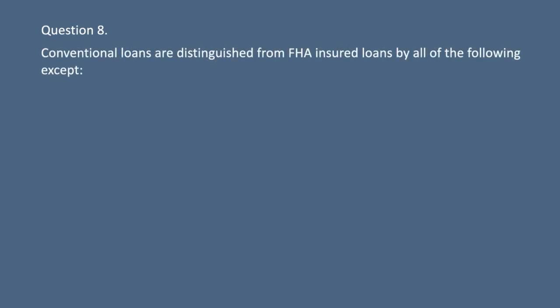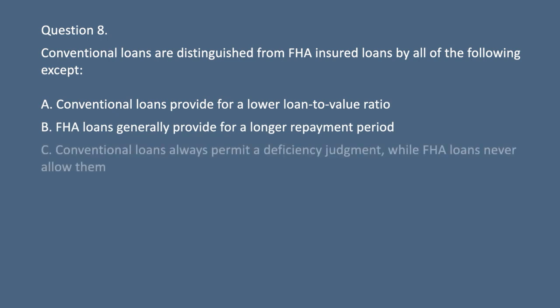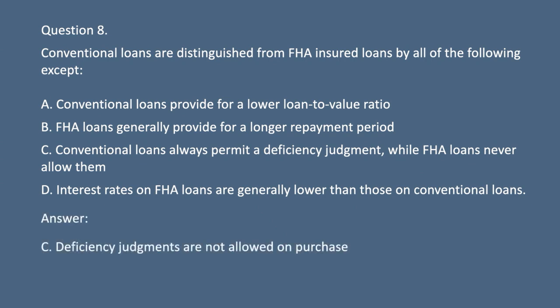Question 8. Conventional loans are distinguished from FHA-insured loans by all of the following except A. Conventional loans provide for a lower loan-to-value ratio. B. FHA loans generally provide for a longer repayment period. C. Conventional loans always permit a deficiency judgment, while FHA loans never allow them. D. Interest rates on FHA loans are generally lower than those on conventional loans. Answer: C. Deficiency judgments are not allowed on purchase.